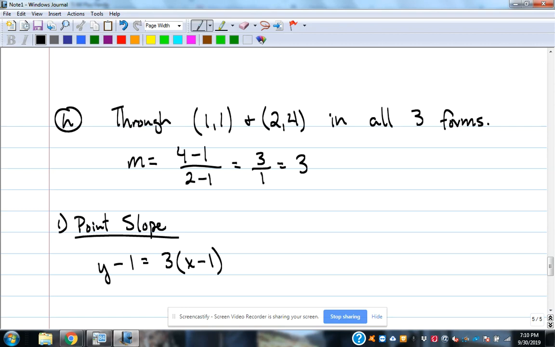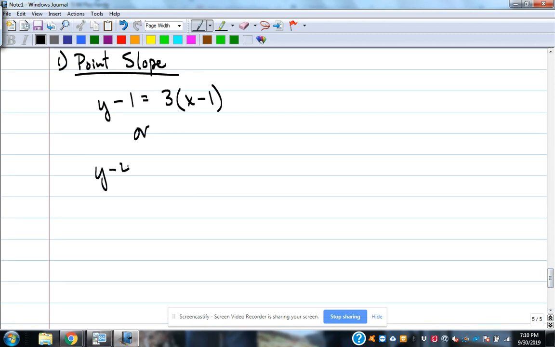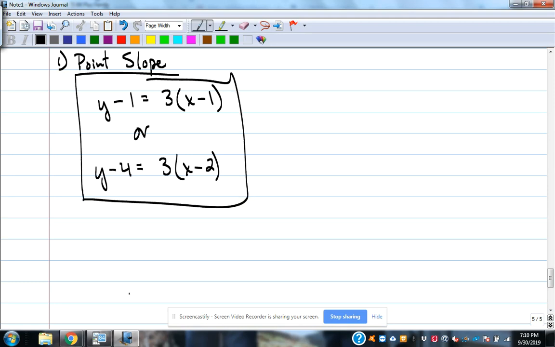Okay, so point slope form is either this or y minus 4 equals 3 parentheses x minus 2. It's one of those. You don't have to do both. It's one of those. Okay?